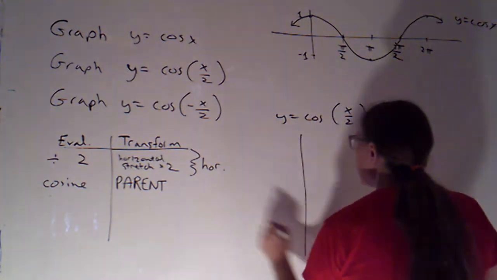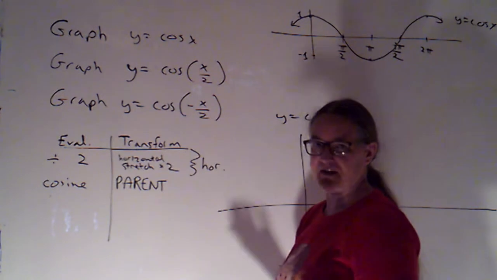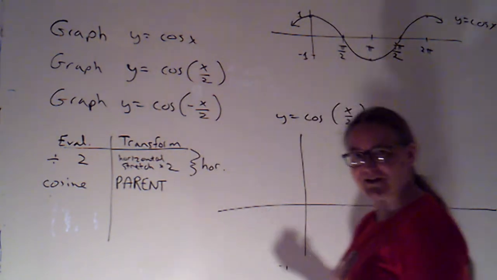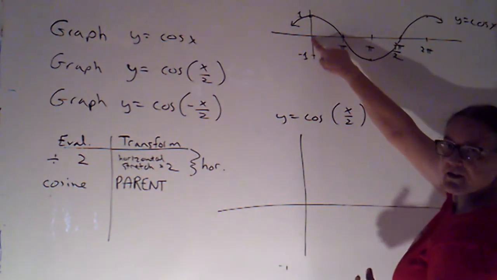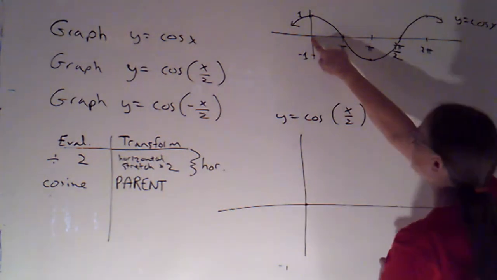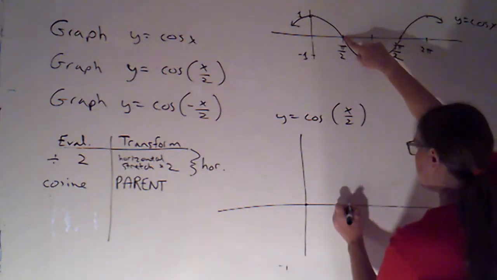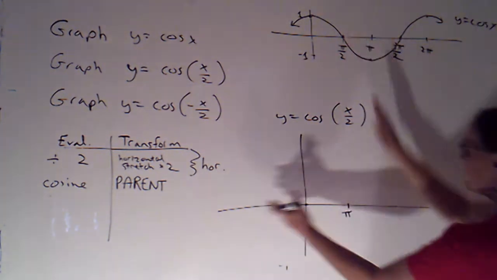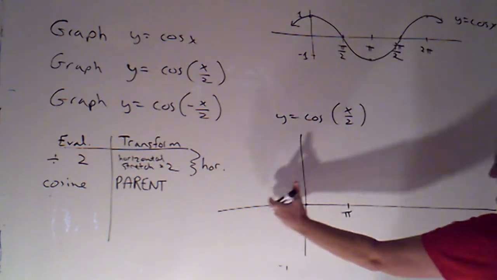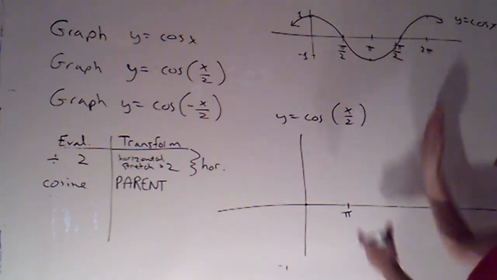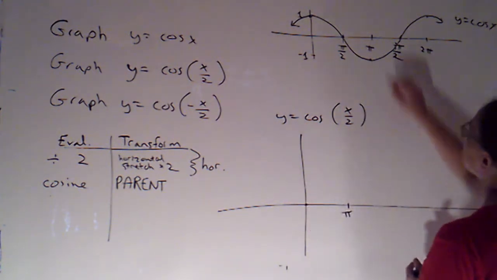I accomplished that by doing the opposite of this to my important x values. So instead of dividing them by 2, I'm going to multiply them by 2. My first important x value was 0, times 2 is still 0. Pi over 2 times 2 is going to become pi. Now, in the interest of space, I'm not actually making this twice as big as it was up here, just because I'd run out of board space. So I'm using a different scale down here.